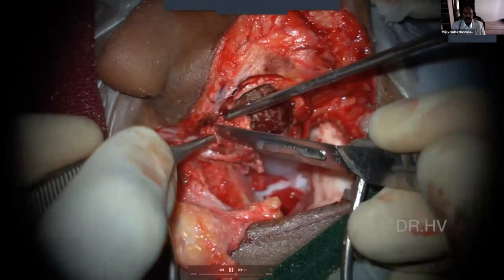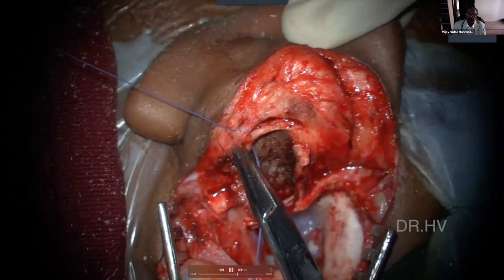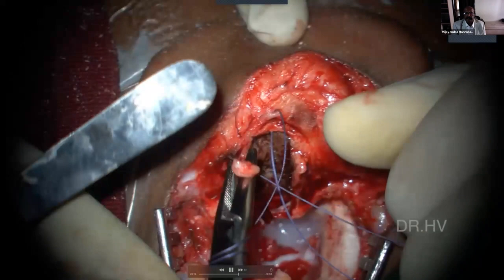And then see, I'm completely removing this. Once you remove this, look at this inferior flap, it will go back, and the superior flap is like this, it will come and spread. Now I just suture the skin margins so as not to expose the cartilage, to prevent any perichondritis. Like this I suture it, and this is how I suture it.